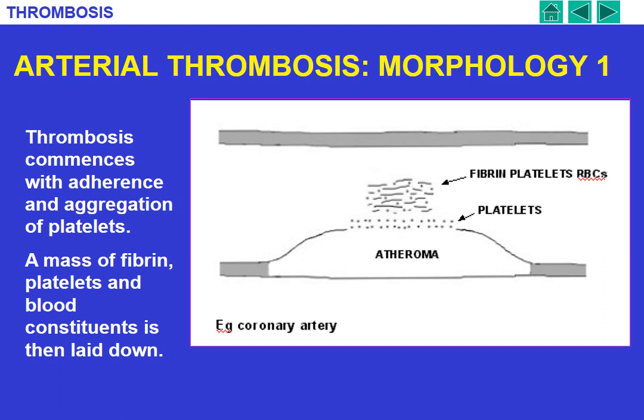Let's now consider the appearance or morphology of arterial thrombosis. Thrombosis in arteries commences with adherence and aggregation of platelets. In the diagram, we show platelets adhering to an ulcerated atheromatous plaque. A mass of fibrin, platelets, and blood constituents is then laid down over the initial aggregation of platelets on the plaque.